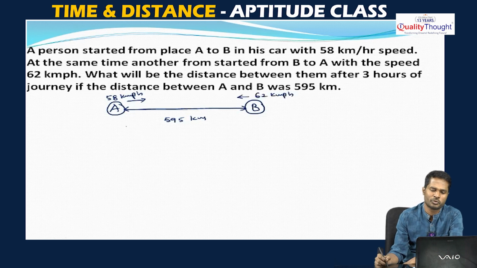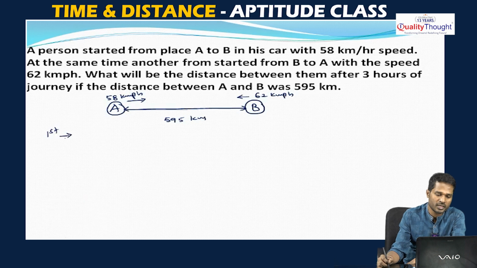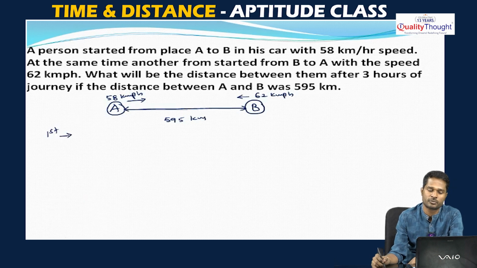Now what is the question he is asking? What is the distance between them after 3 hours? So this is the question. We can solve this in so many ways. See, A is going 58 kilometers per hour. That means in 1 hour he will go for 58 kilometers.